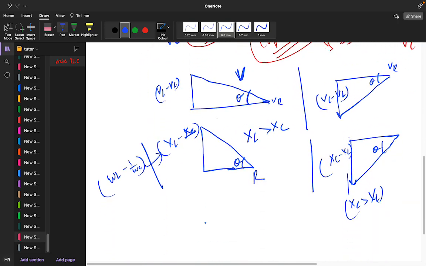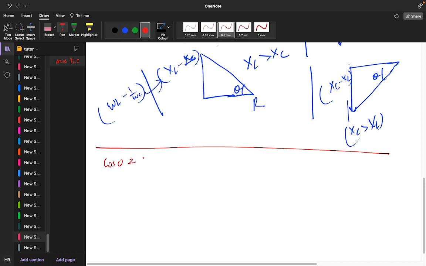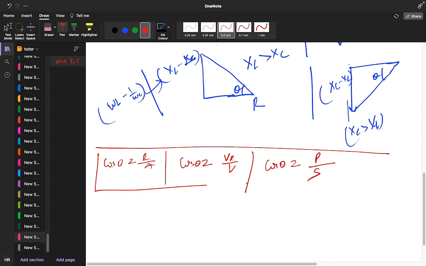Guys, is this part clear to everyone, or still having any doubt? For this, cos theta equals R by Z. Remember this point. Cos theta is VR by V. Remember this point. And cos theta is also real power divided by apparent power. We already discussed how it comes earlier.